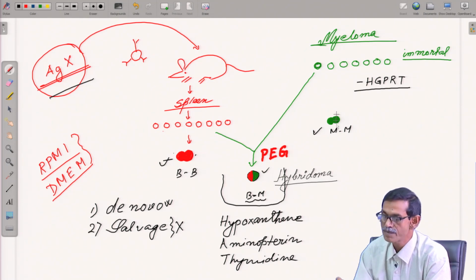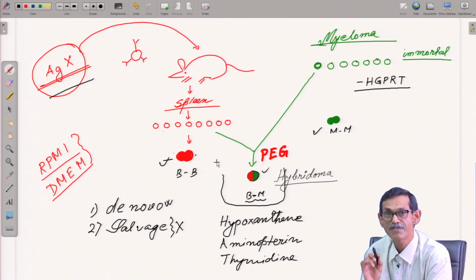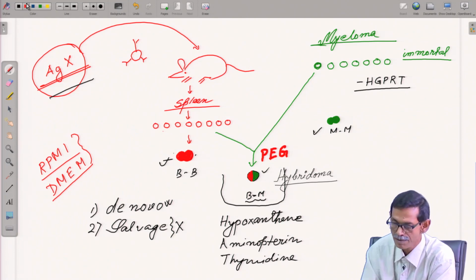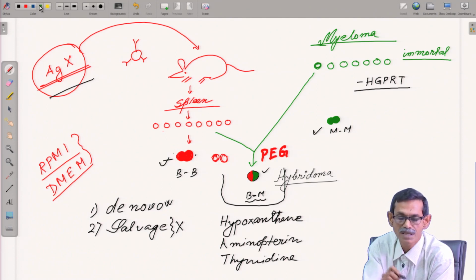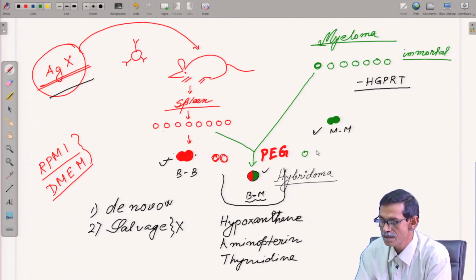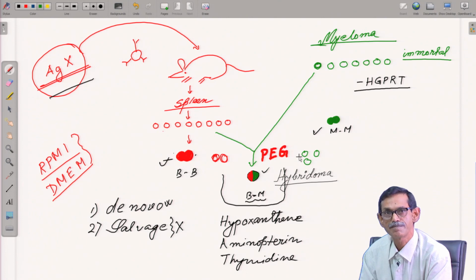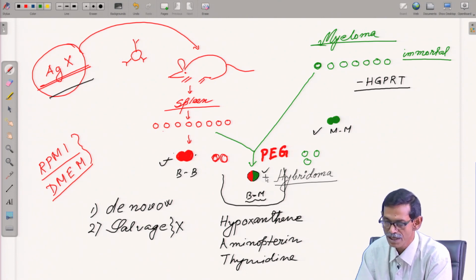So, for the myeloma cell or the myeloma fused cell, some myeloma cells will also be there. So, in this mixture there will be 5 types of cells. What are these 5 types of cells? One is BB fused, some unfused cells of B type, and some unfused cells of this myeloma cell type. Okay. So, 5 types of cells.